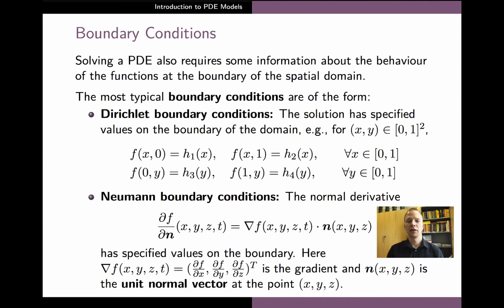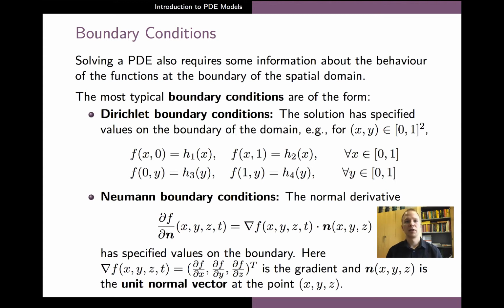And on the other hand, Neumann boundary conditions instead require that the normal derivative of the solution should have specific values on the boundary. And one typical situation is where the normal derivative is required to be 0 on a part of the boundary, because this physically describes the situation where, for example, heat or material does not flow through this part of the boundary.